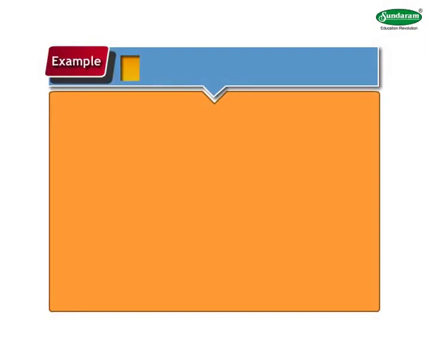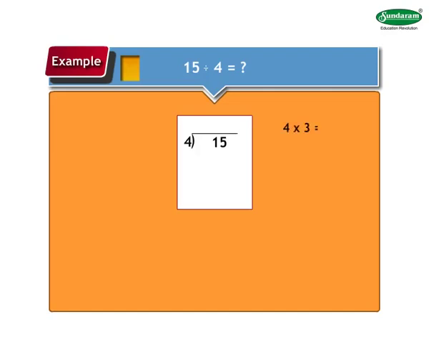Let us solve another example. 15 divided by 4. Here we have to divide 15 by 4. Hence, we say the 4 times table up to 15. We know that 4 3s are 12 and 4 4s are 16. As 15 lies between 12 and 16, we have to stop saying the tables here.